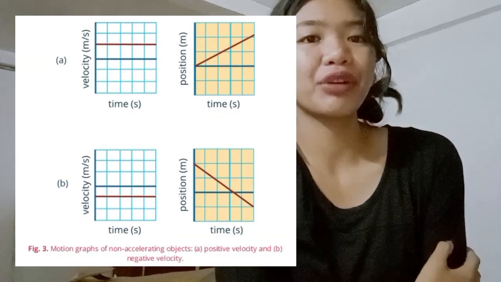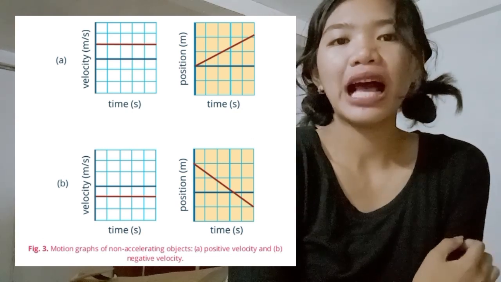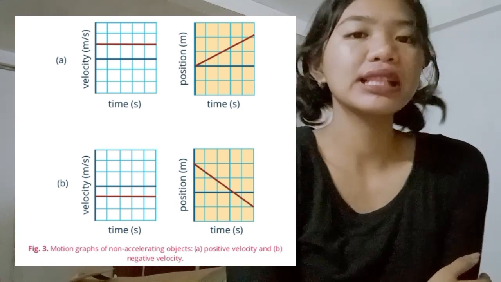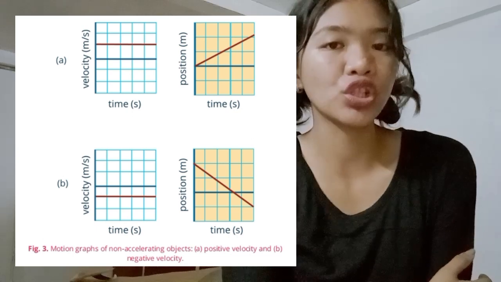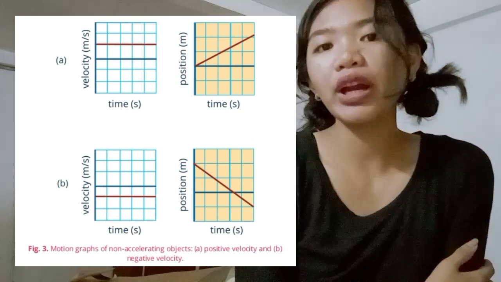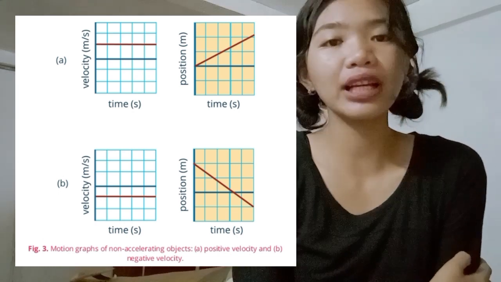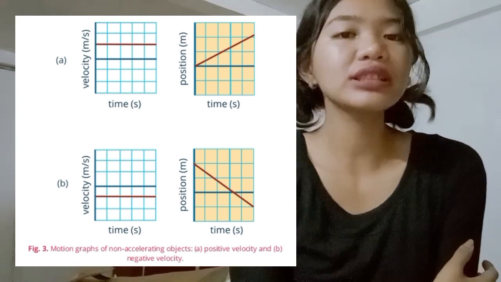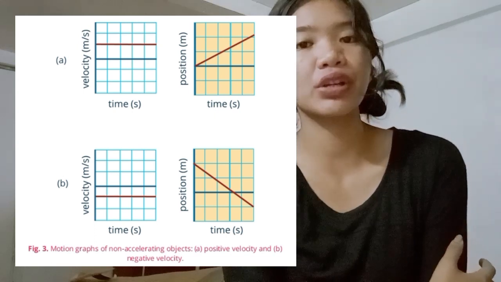As can be seen from figure A, an object that has a constant positive velocity is not accelerating even if the position increases over time. The same goes for figure B, where an object that has a constant negative velocity is still not accelerating even if the position decreases over time.